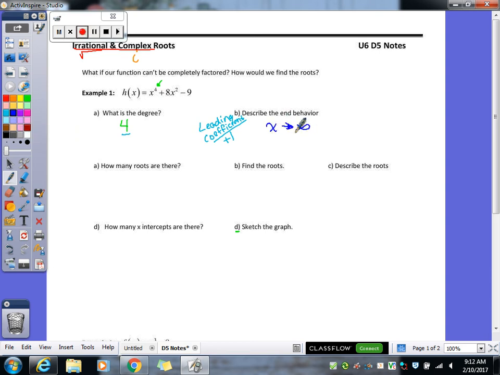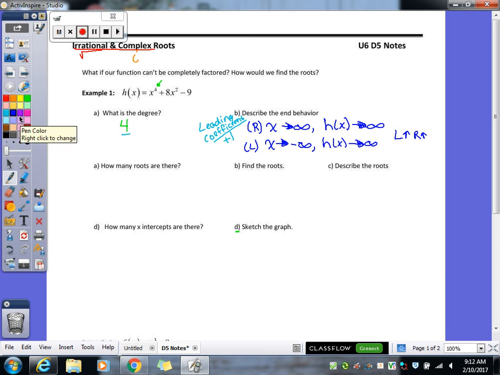So I'll write it this way to help us practice that notation. As x approaches positive infinity, the function approaches positive infinity. Remember, this is fancy for our right side. As x approaches negative infinity, which is our left side, the function approaches positive infinity. So again, this is just saying left up, right up, but we have to write it in this notation now.